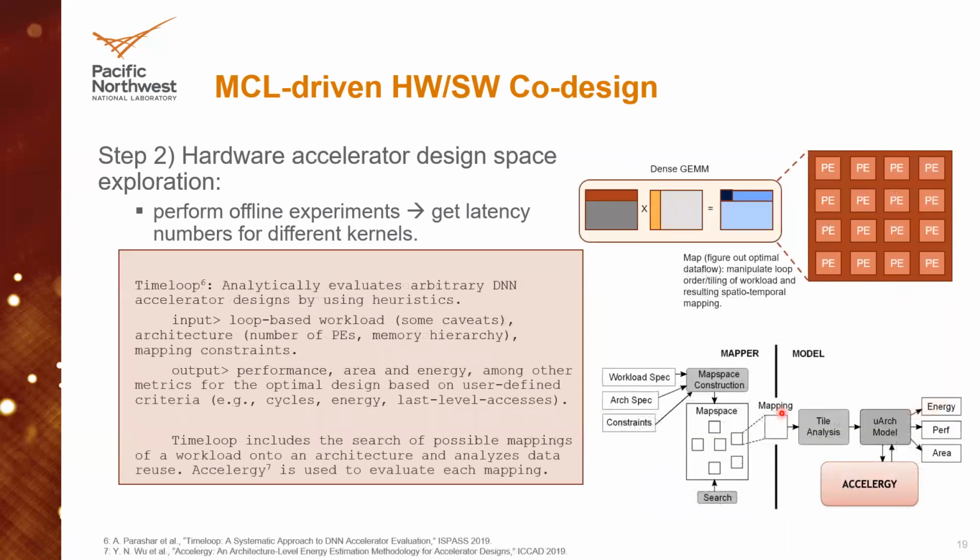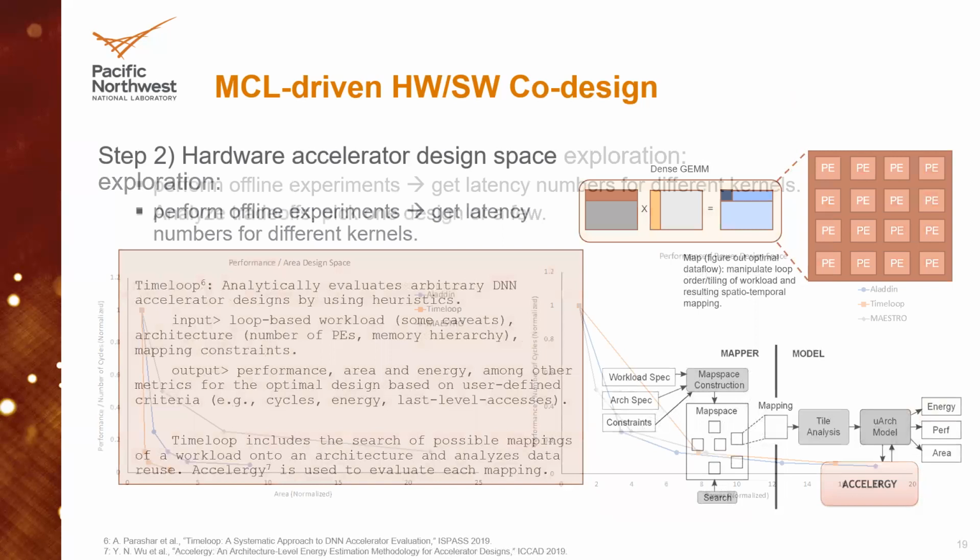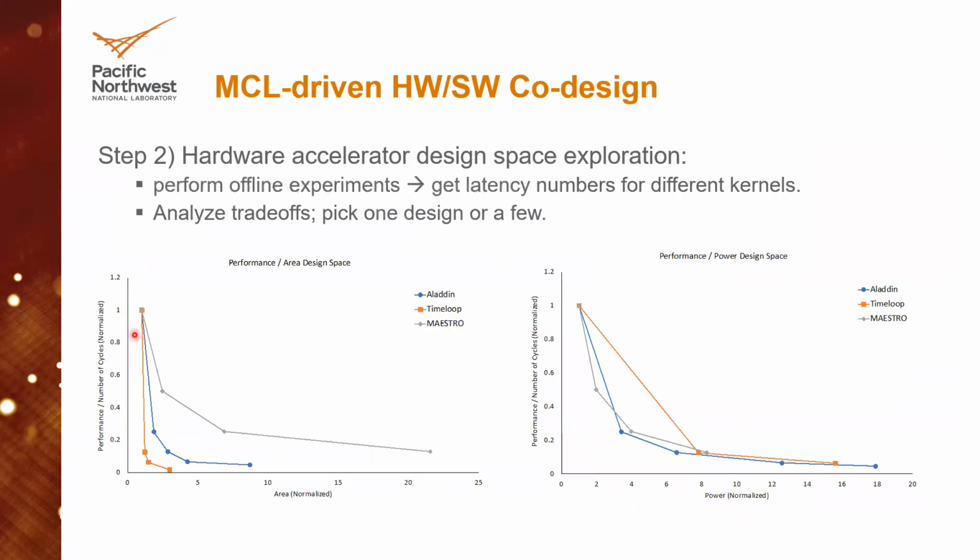This is another example, Timeloop, where there's a different way of doing things, but your processing elements are defined. You map this problem, which is described in the manner of loops, onto this architecture and do design space exploration. After these experiments, one can obtain a number of design points, which explore trade-offs between power, performance, and area, or performance and power, and pick a certain number of design points to move forward.